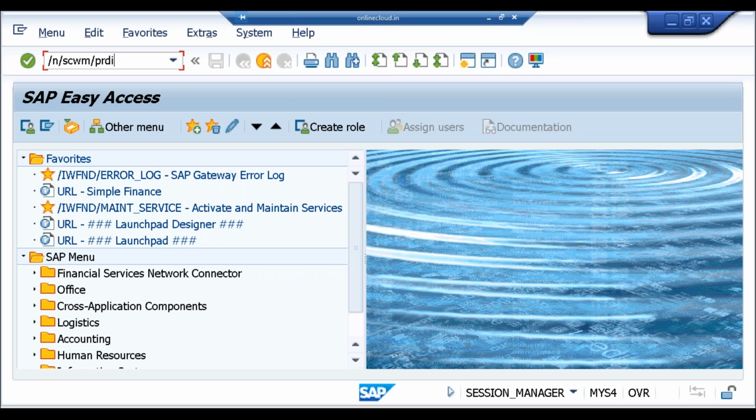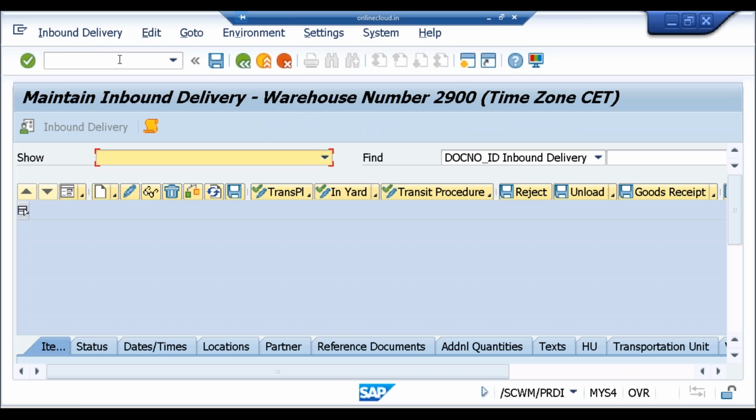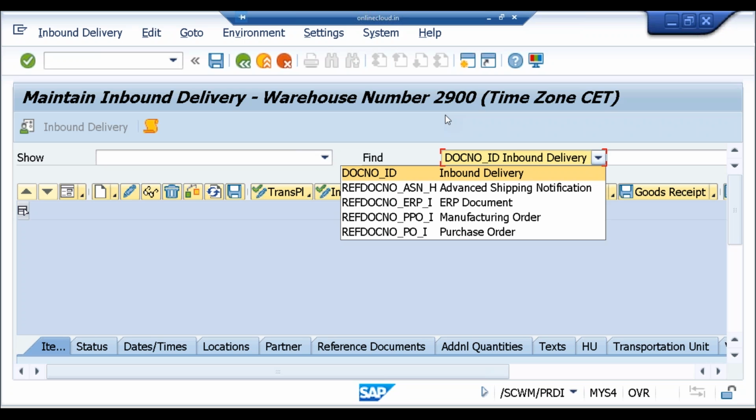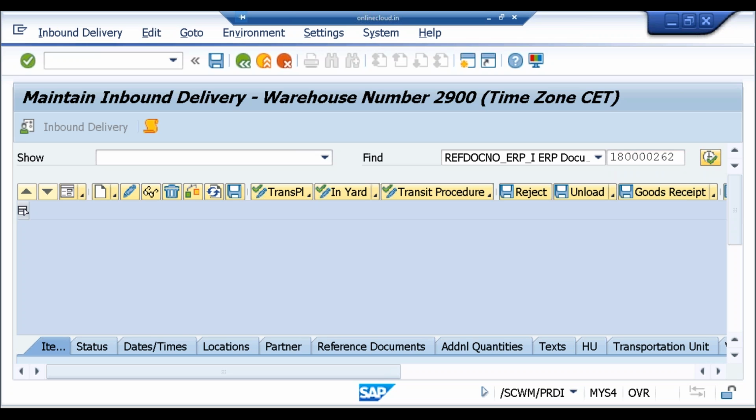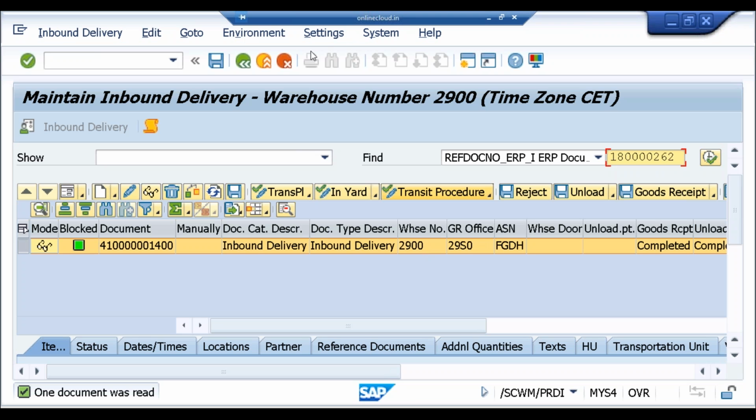This is the inbound delivery T-code: /n/SAPWM/PRDI. I'll show you the easy access path also. I'm showing this so that you have a clear idea of how the flow of the documents happens. So I'm opening the inbound delivery at the Extended Warehouse Management. This is the inbound delivery, a completed one, so that you'll have a clear idea of the process. This is the inbound delivery at the Extended Warehouse Management. I'll show you the reference documents for this one, from which this inbound delivery has flowed.